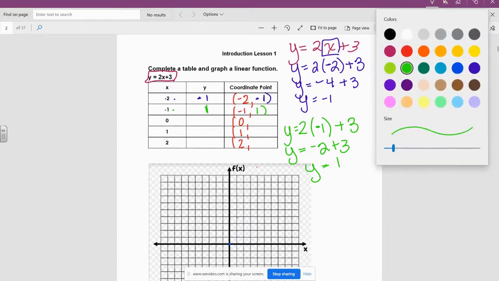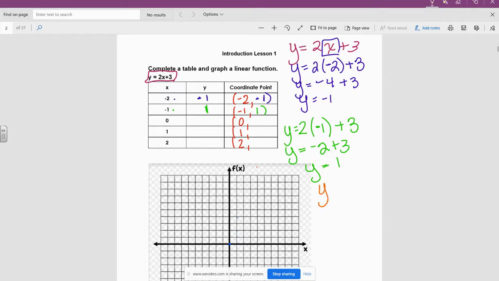Next problem, y equals 2, but this x this time is going to be 0, and then plus 3. So 2 times 0 is 0, add 3 is 3. So when x is 0, y is 3. So my point is 0, 3.